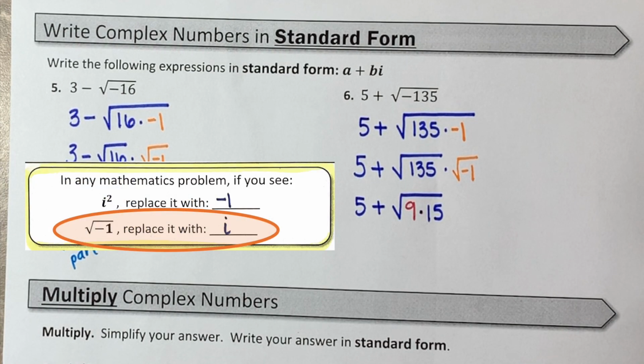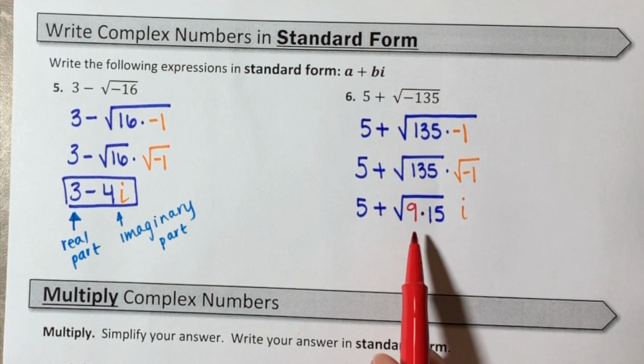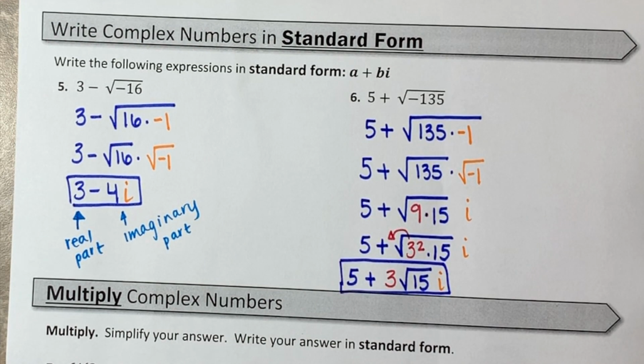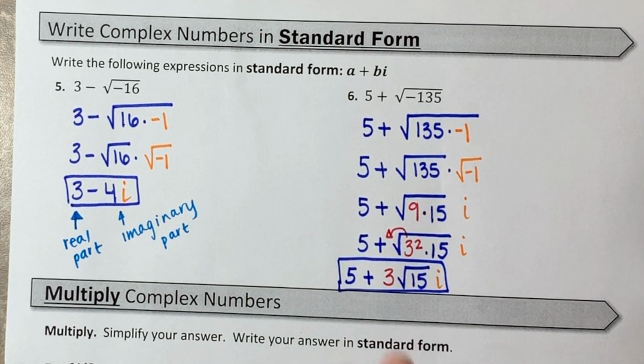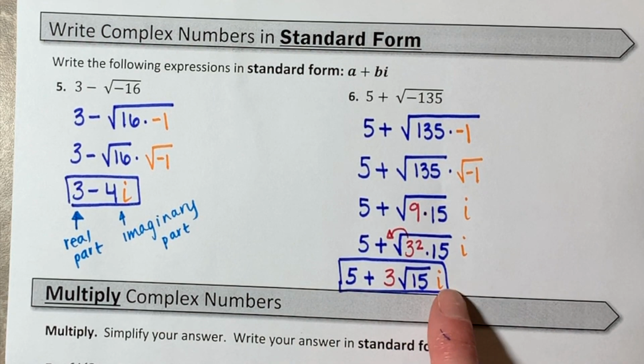Then anytime we see the square root of negative 1, we always replace it with i. And 9 is a perfect square, so let's go ahead and rewrite 9 as 3 squared. And then we can pull the 3 out of the radical. And this is written in standard form. We've got the real part written first and the imaginary part written second. Make sure your i is not underneath your radical symbol.